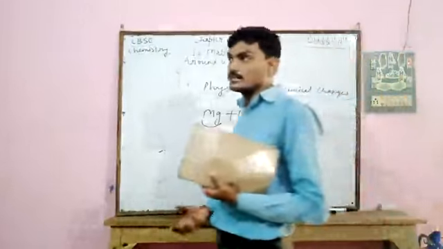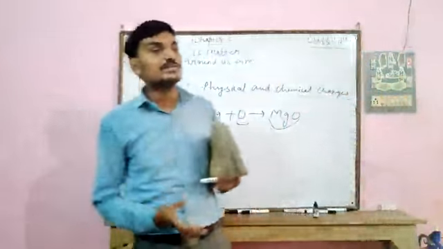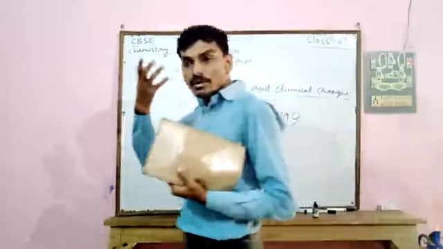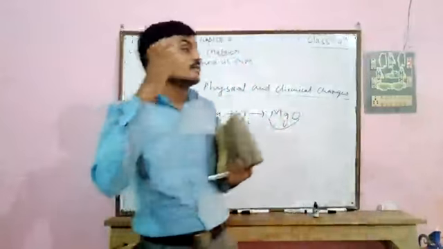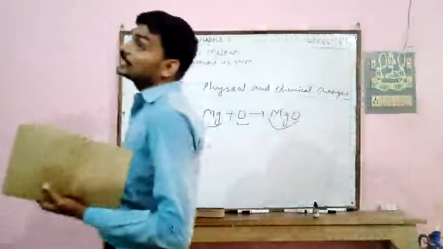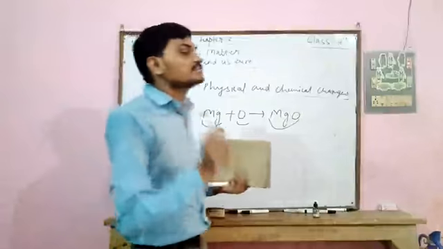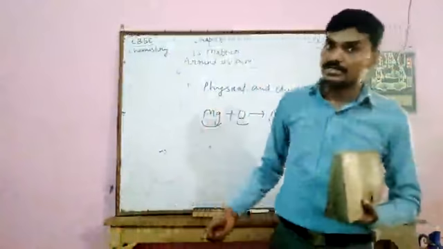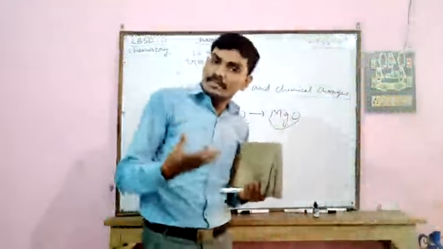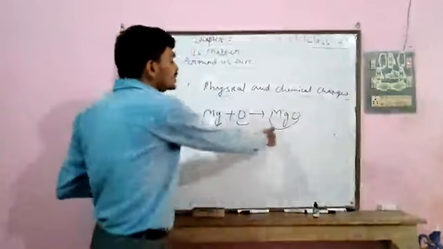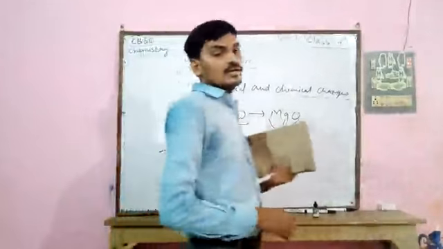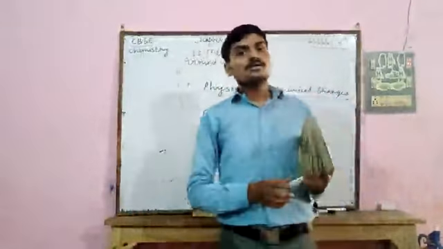What is a physical change? The change in which no new substance is formed is known as a physical change. For example, melting of ice. Now, what is a chemical change? The change in which a new substance is formed is known as a chemical change. For example, burning of magnesium forms magnesium oxide. So a new substance is formed, which is totally different from magnesium and oxygen. So this is the second part of this chapter.